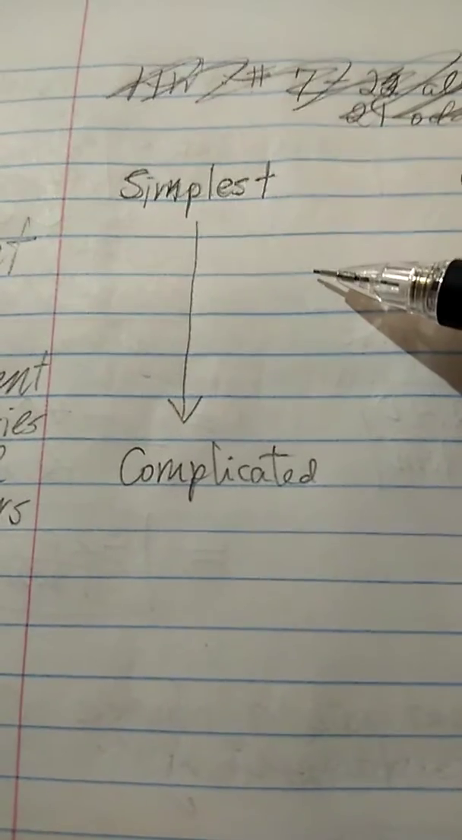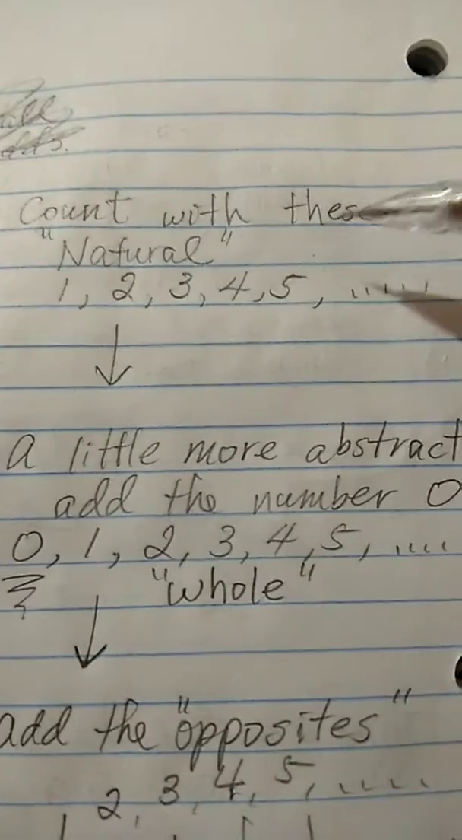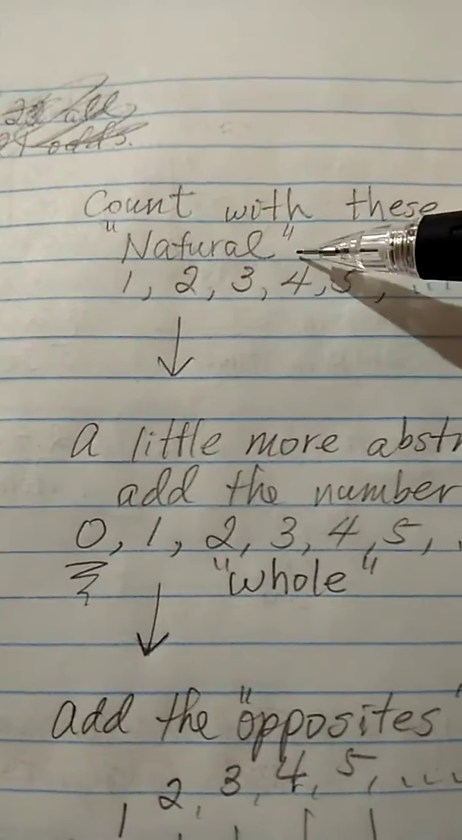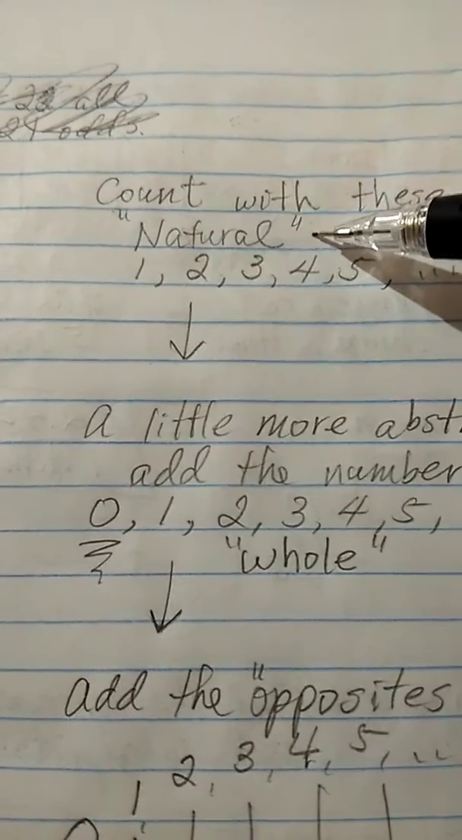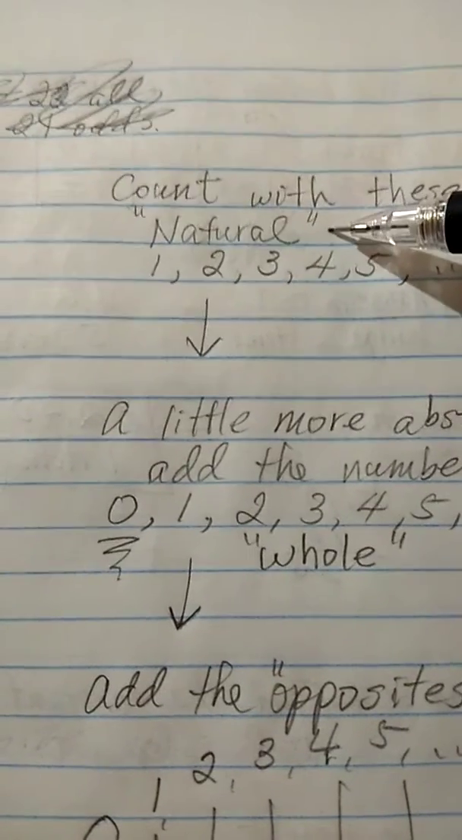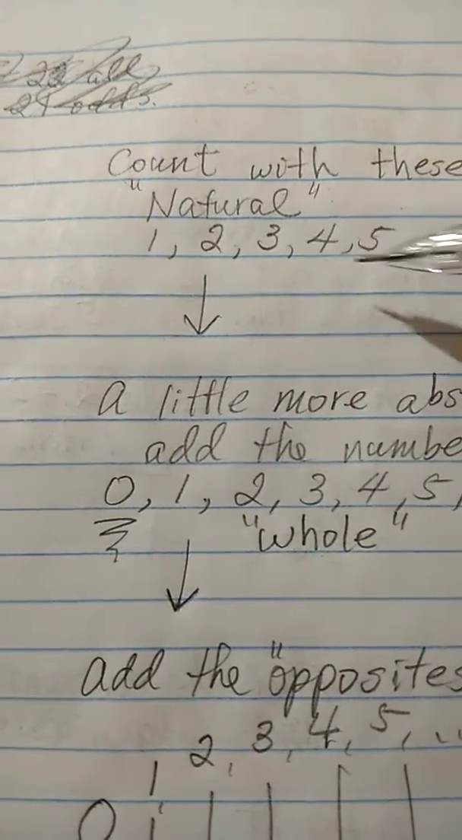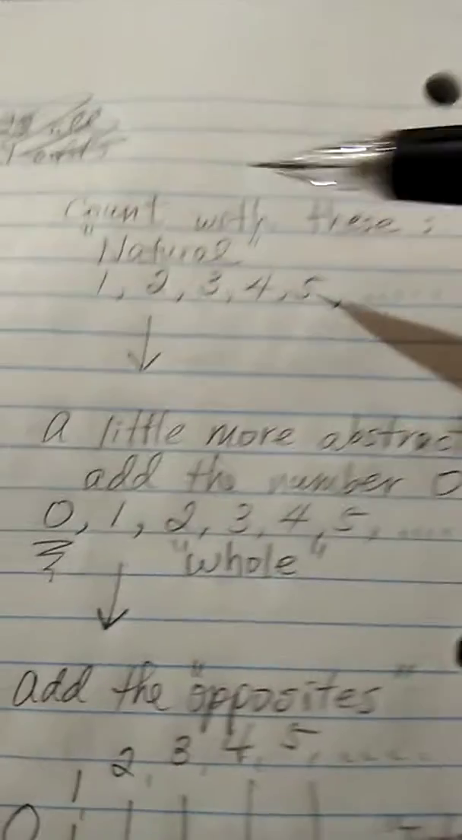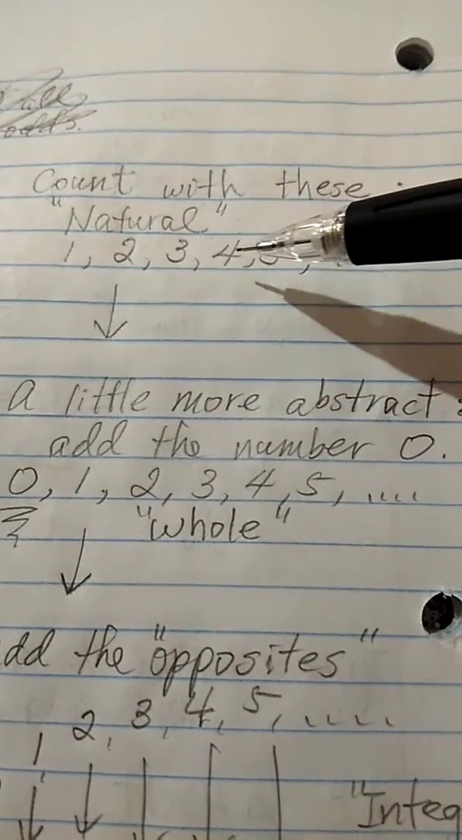1, 2, 3, 4, 5. These are numbers. Okay, so that is the first type of number. Those are the ones that we count with. Because they come to our minds naturally, we call those natural numbers. They are the whole numbers that start with 1, and they're all positive.